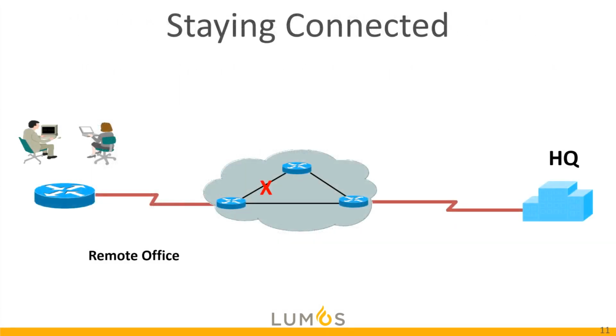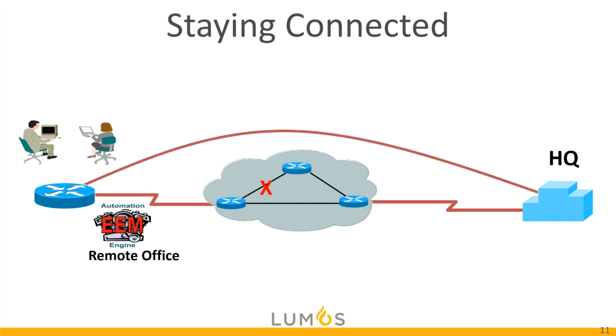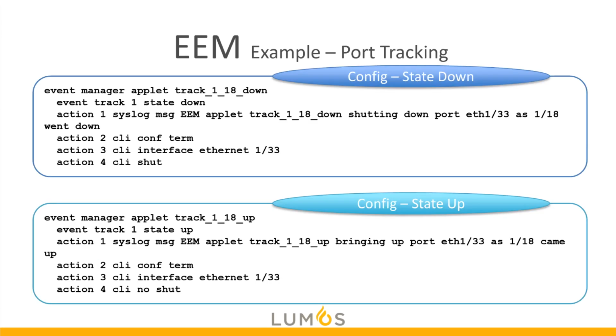So for instance, it goes down, EEM as the automation engine automatically reroutes over a tunnel, assuming, let's say, we had a backup internet connection, and everything is great. YouTube is great. Okay, the reasons why we're at work.